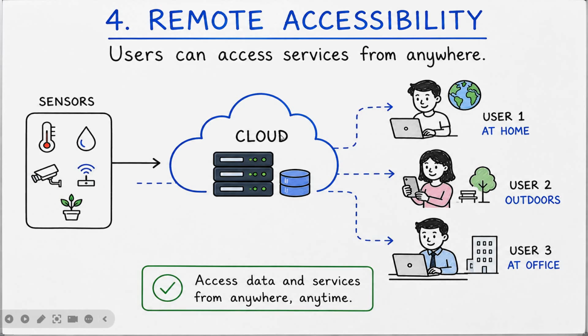So for example, suppose a farmer can check the soil moisture data from home using his mobile app. Or a smart city administrator can monitor the traffic conditions remotely. Thus the remote accessibility makes the system more efficient and user friendly.